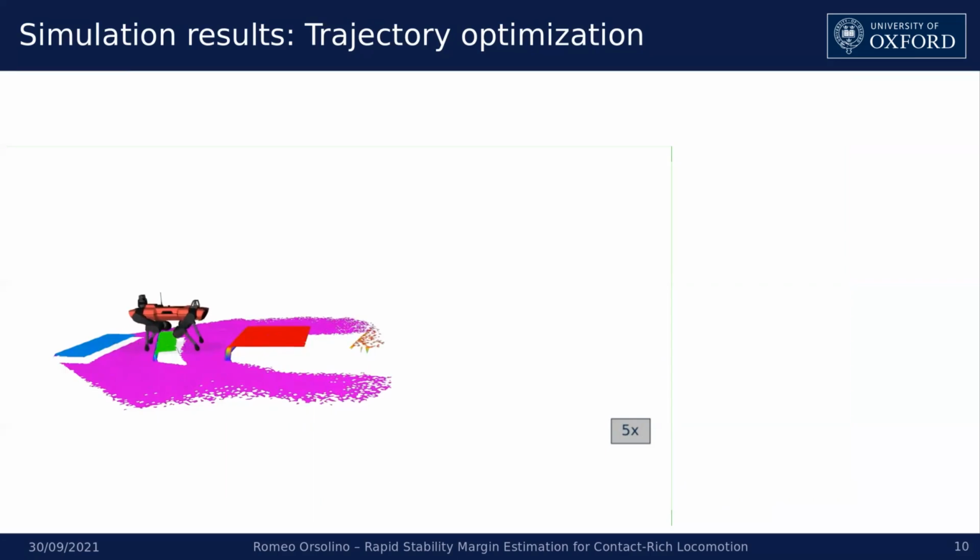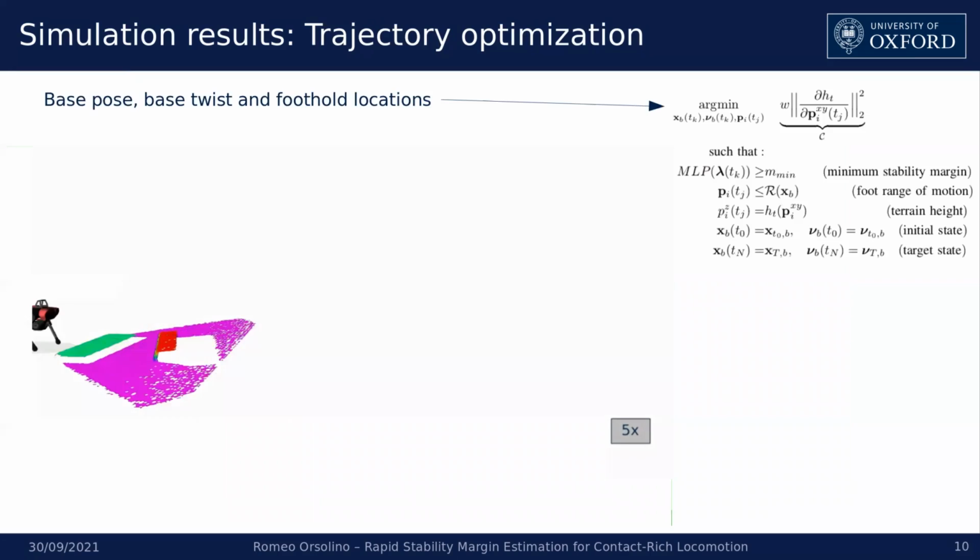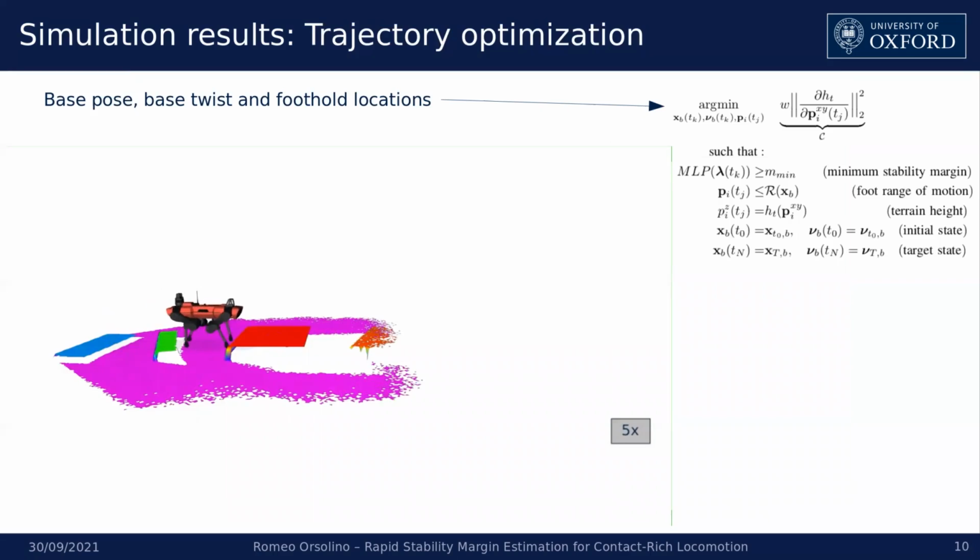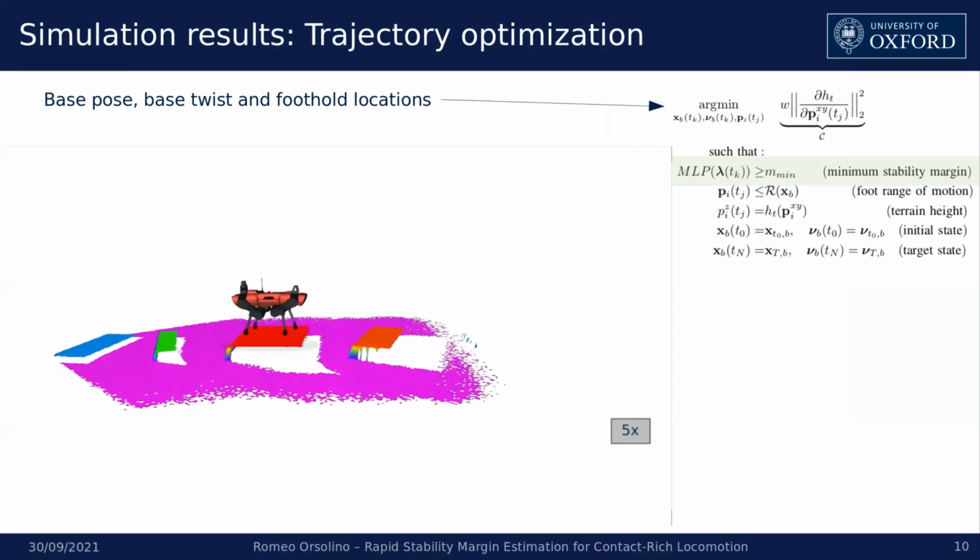The optimization variables are the base pose, the base twist, and the foothold locations for each node of the discretized time horizon. The stability margin is enforced in the form of an inequality constraint.